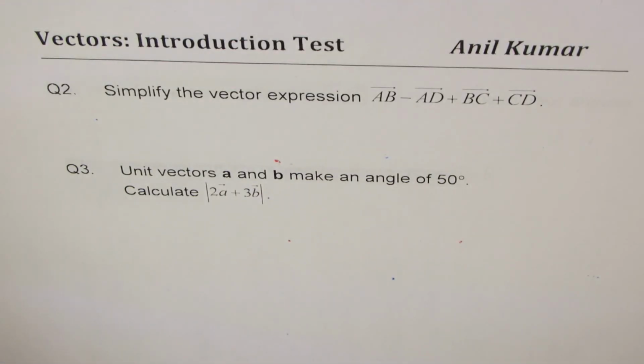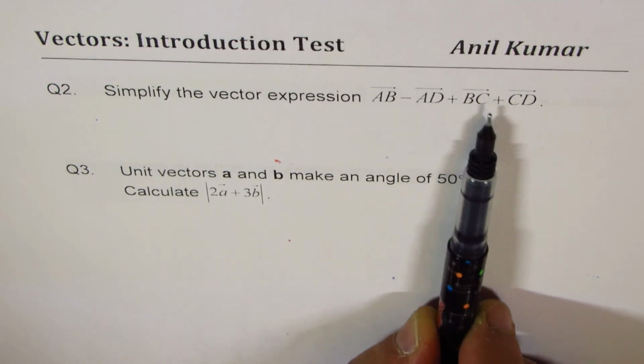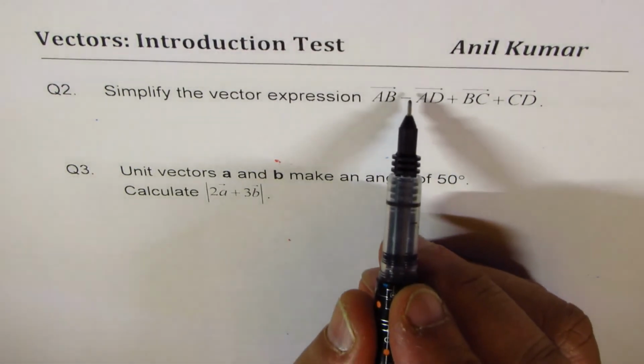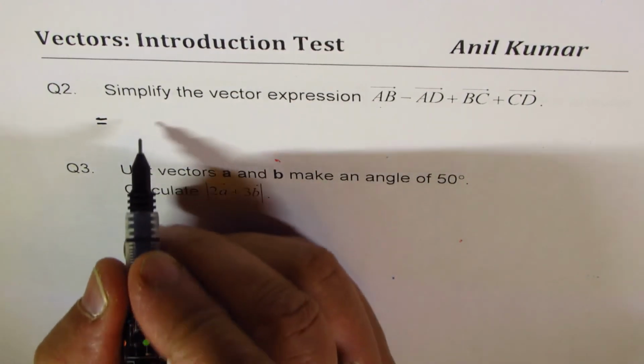Now we have question number 2. It says simplify the expression AB minus AD plus BC plus CD. First idea is write all these expressions as positive. So we could write this as AB.